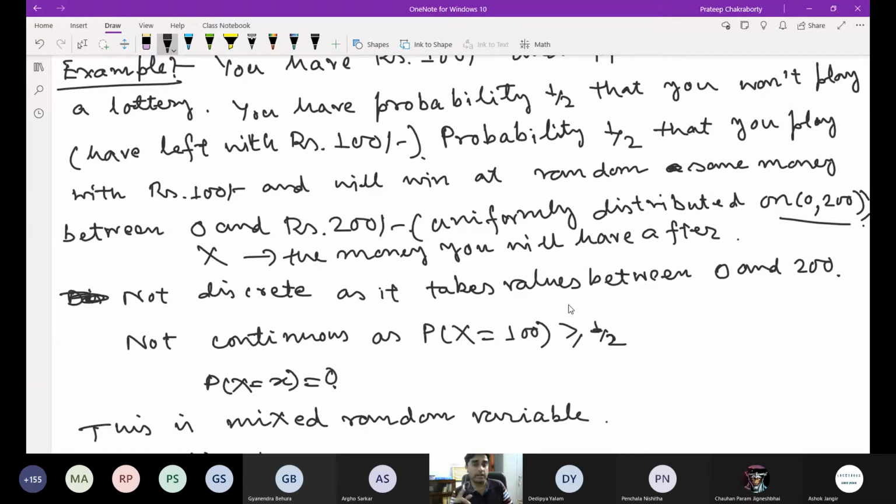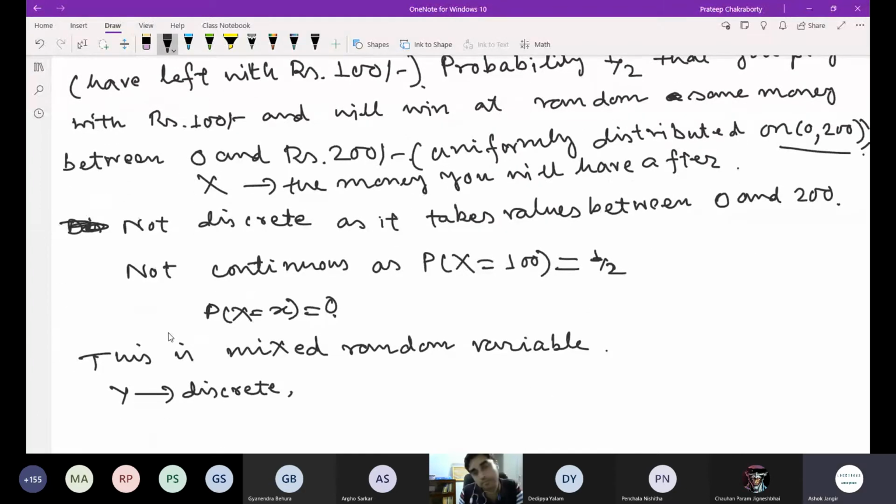Okay, you are right. So the continuous part will not contribute anything, right? Very good. Thank you. So the continuous part will not contribute anything for the probability at this particular point, rupees 100. So it is exactly half. Thank you very much.